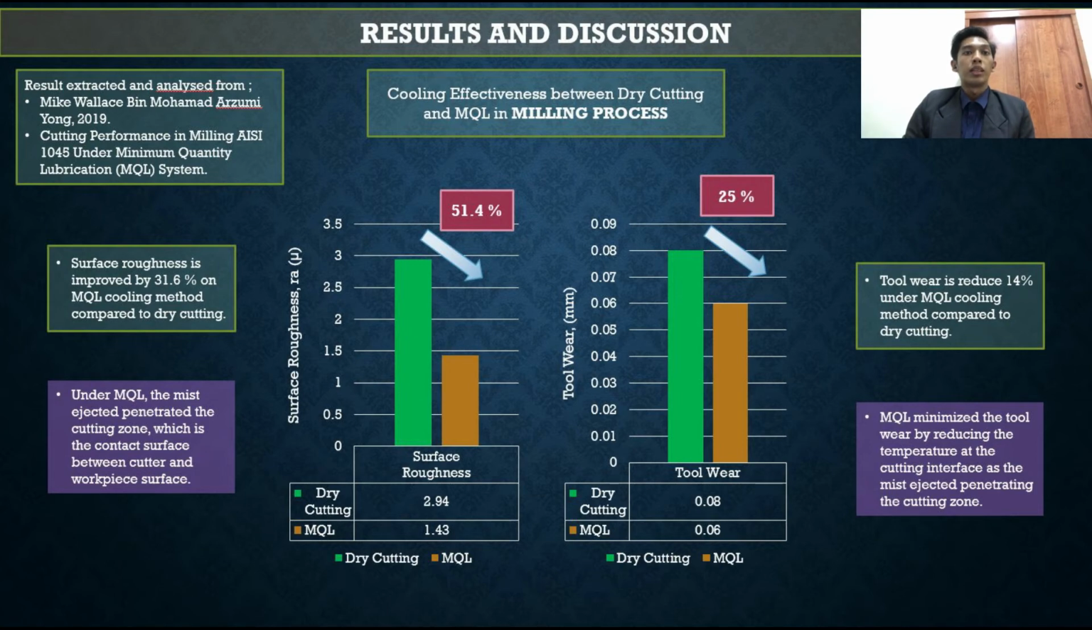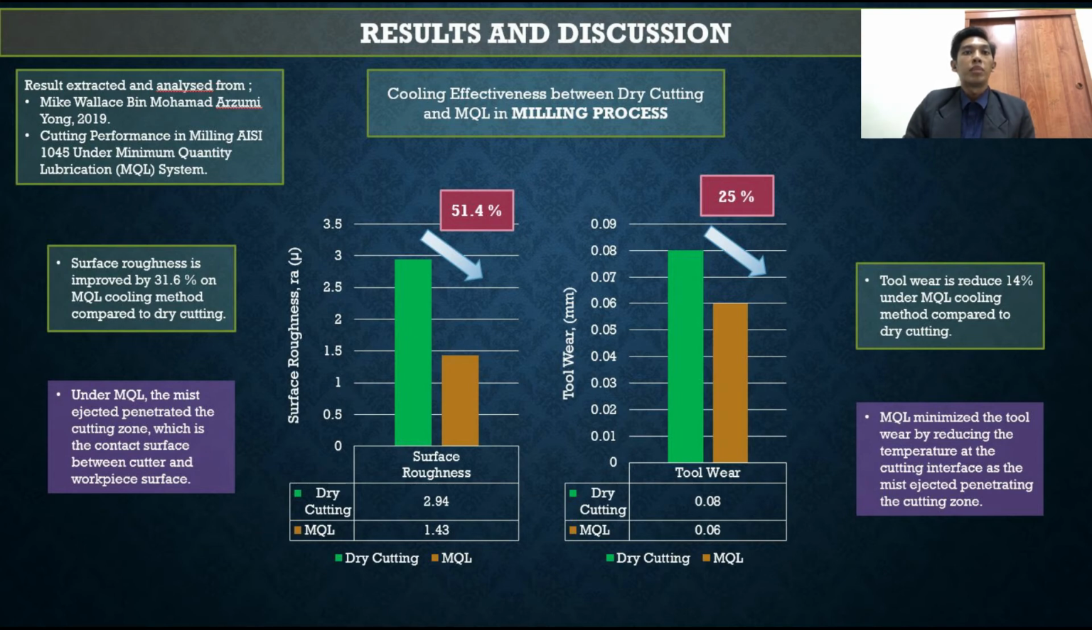From the past experiment, the value of surface roughness is 2.94 micrometer in dry cutting condition, while 1.43 micrometer under MQL condition. So surface roughness in milling process improved by 31.6% on MQL cooling method compared to dry cutting. The reason is, under MQL, the mist ejected penetrated the cutting zone, which is the contact surface between cutter and workpiece surface.